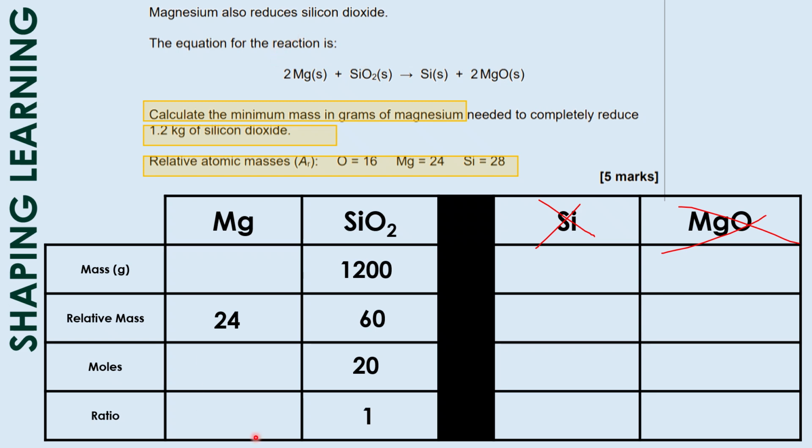So 1 mole of silicon dioxide reacts with 2 moles of magnesium. So if I've got 20 moles of silicon dioxide, well, that's going to make, or need, sorry, 40 moles of magnesium in order to react with it. So to work out my mass of magnesium, I look back at my triangle, which you should have in front of you when you've written it down when you start the exam. 40 multiplied by 24, and that gives me 960 grams.